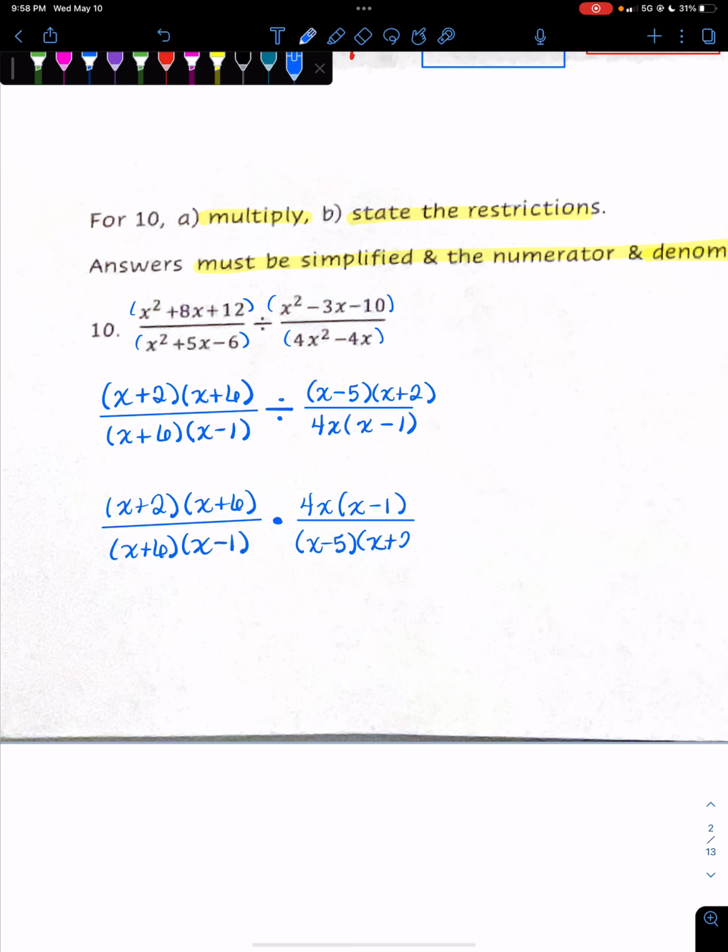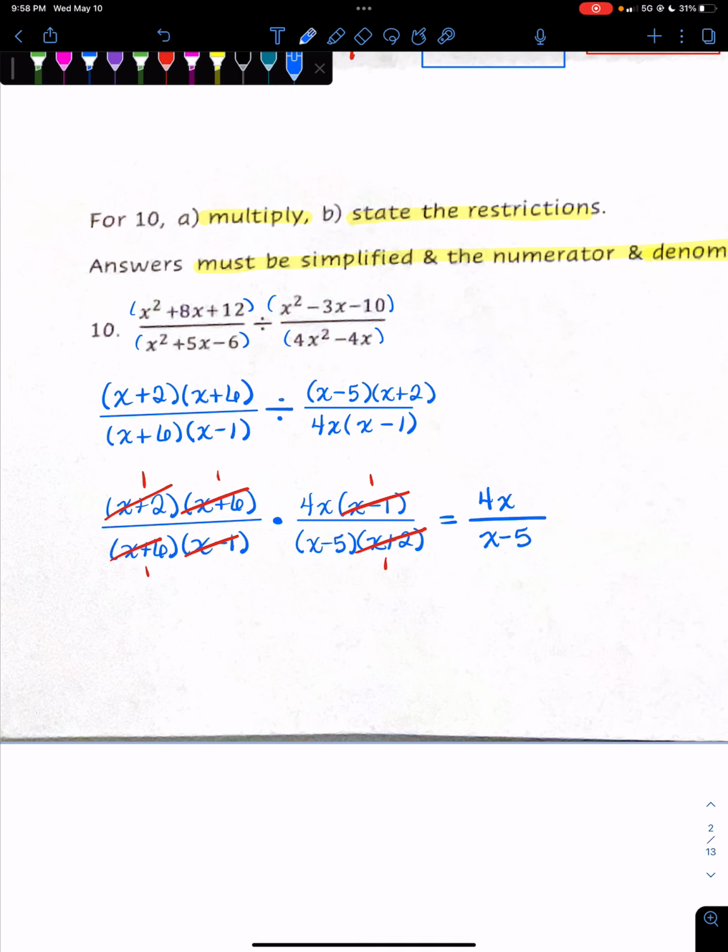All right, almost done. This last step, we're going to go ahead and reduce these. So let's see what we've got. x plus 2 and x plus 2 reduce to 1. x plus 6 reduces to 1. x minus 1 and x minus 1 reduce to 1. So we are left with 4x and x minus 5.